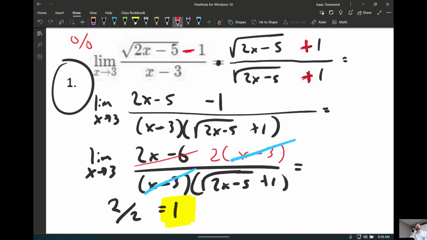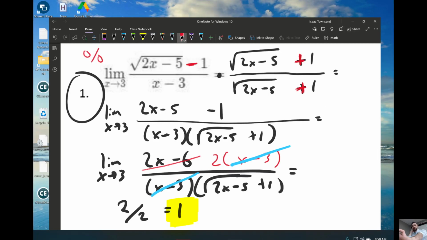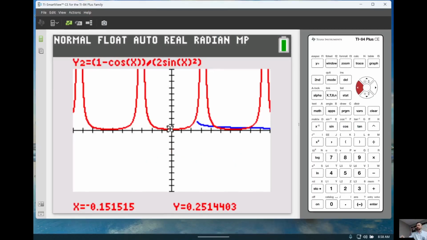And I'll put this back up in just a second so you can make corrections if you need to and see if you need to ask questions. But I did graph this in red, or I'm sorry, blue.